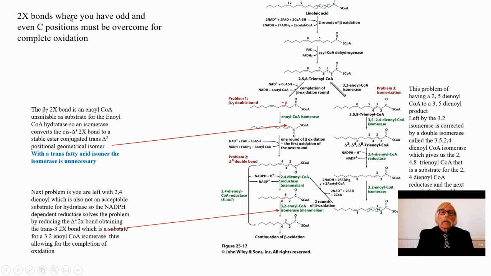Okay. Now, double bonds where you have an odd and even carbon position, like here, that's odd 9 and even 12. You have to overcome a couple of interesting biochemical events to be able to oxidize this fatty acid completely. And of course, the mammalian cell is able to do this without any problem at all. So starting with linoleic acid, we go through 2 rounds of beta oxidation like I just showed you, right?